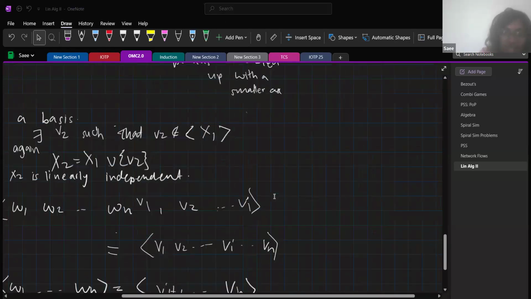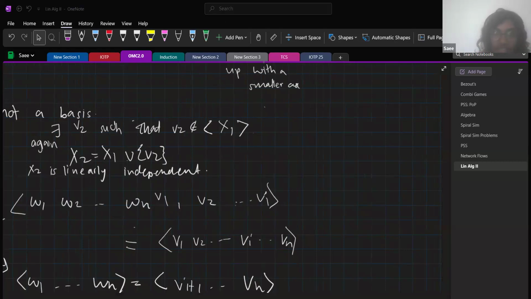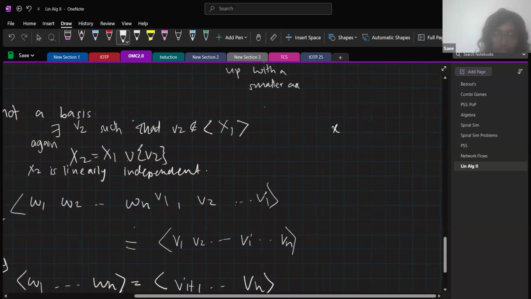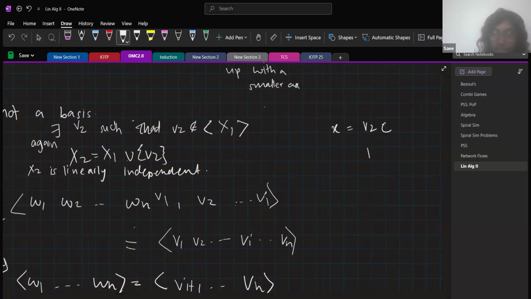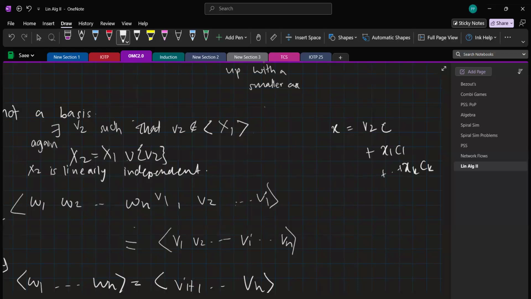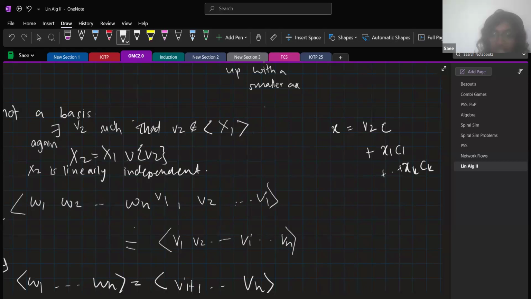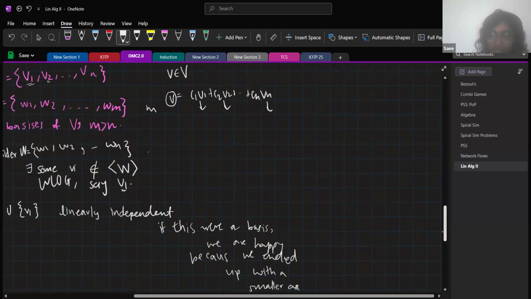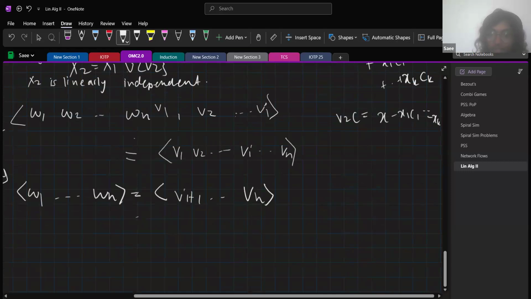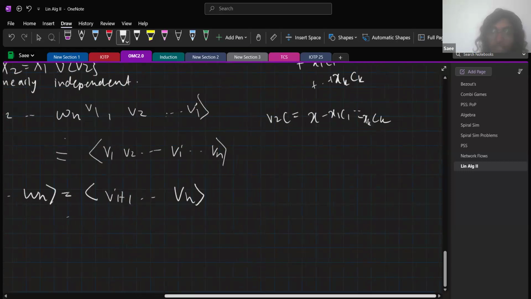Okay, sure. We can just do that algebra and figure it out. So let's say you're saying there's some element X, which is V2 times something C plus X1 C1 plus dot dot dot plus XK CK. Now what we can do is rearrange and say V2C is equal to X minus X1C1 minus dot dot dot minus XKCK, and then divide throughout by C. So those are equivalent statements.